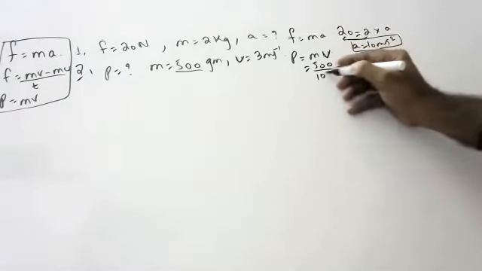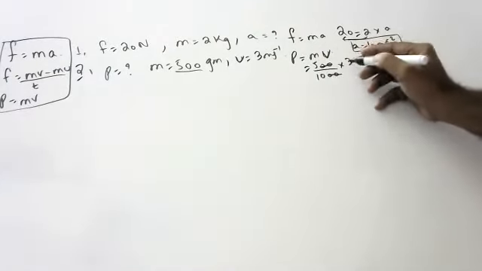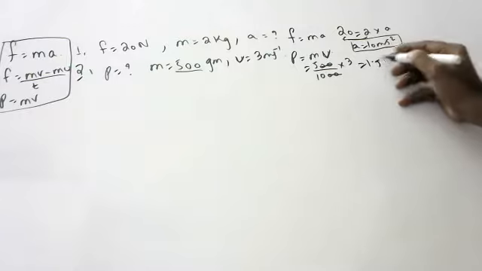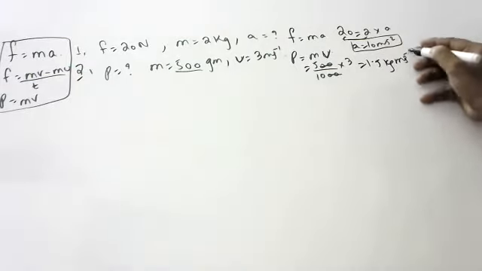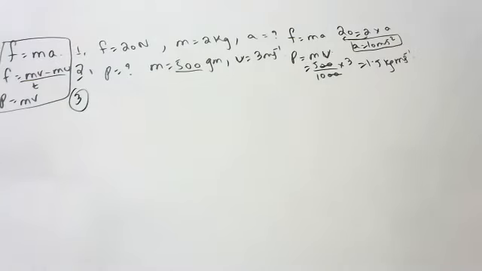500 by 1000, into 3. So 2 zeros, 2 zeros, 5 into 3 is 15, 15 by 10 is 1.5 kg meter per second. Children, you should always convert grams to kgs, otherwise your answer will go wrong. Next question. One more question.